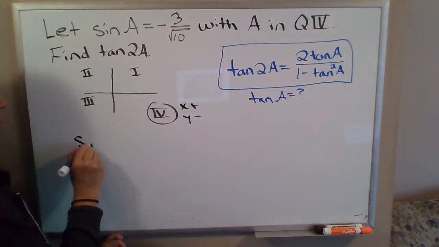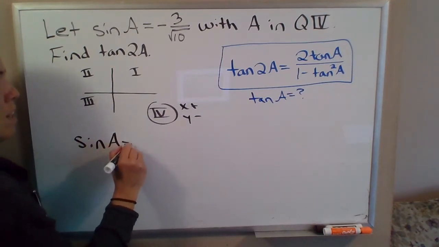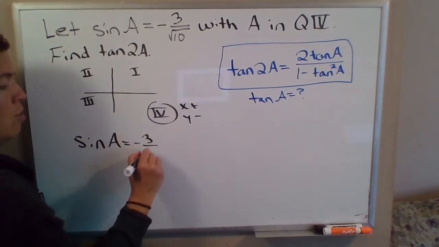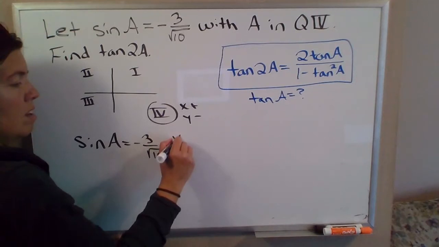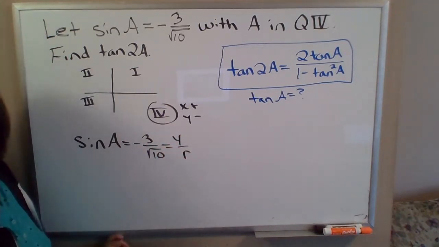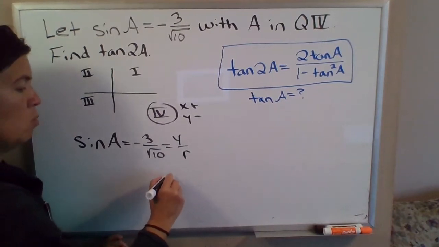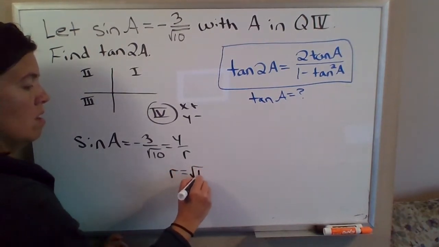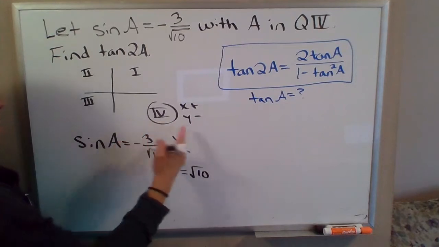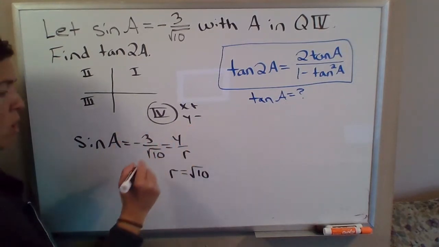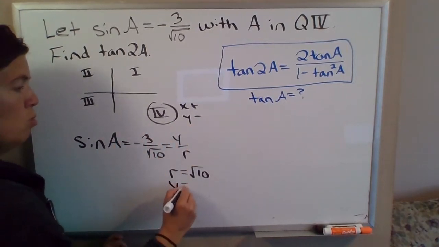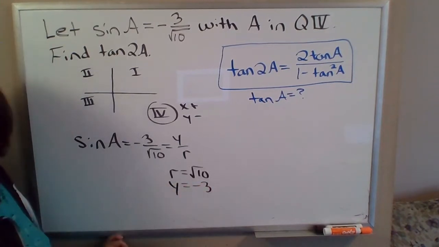Now remember, the xyr definition for sine is y over r. And r is always positive, so we can take r to equal the square root of 10. And then y, which we know is negative because it's in quadrant 4, is equal to -3 in this case.